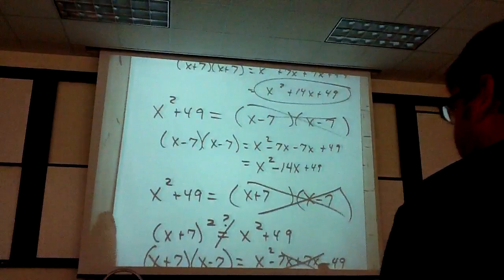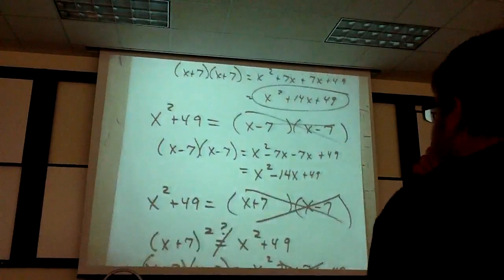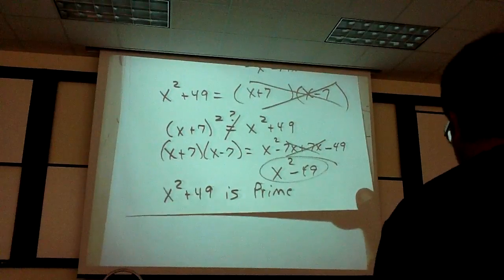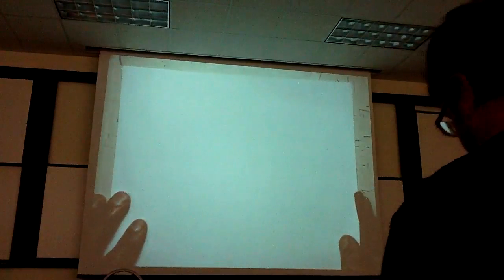Hey, you took out lots of pages on that one, huh? But we discovered that sum of 2 squares is, on the whole, prime. There are going to be some exceptions, but sum of 2 squares is prime. Don't spend a lot of time trying to factor that guy. All right, try this one.